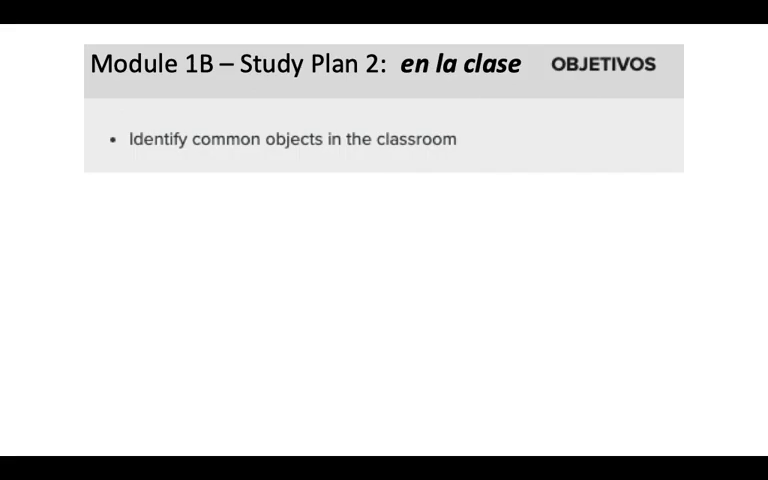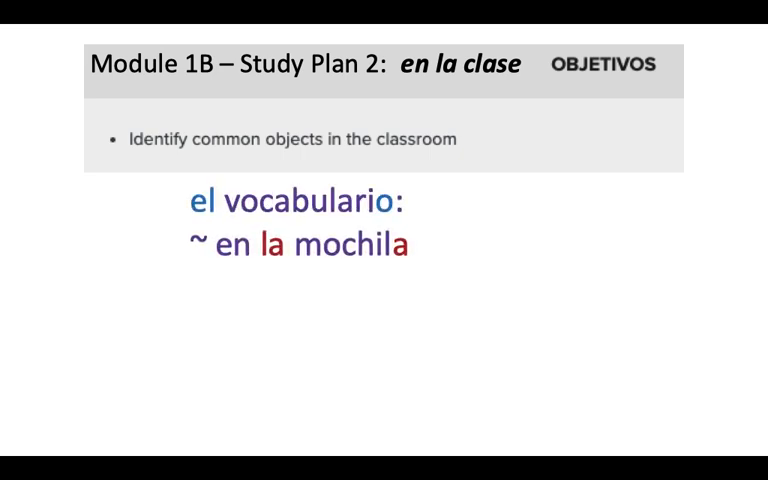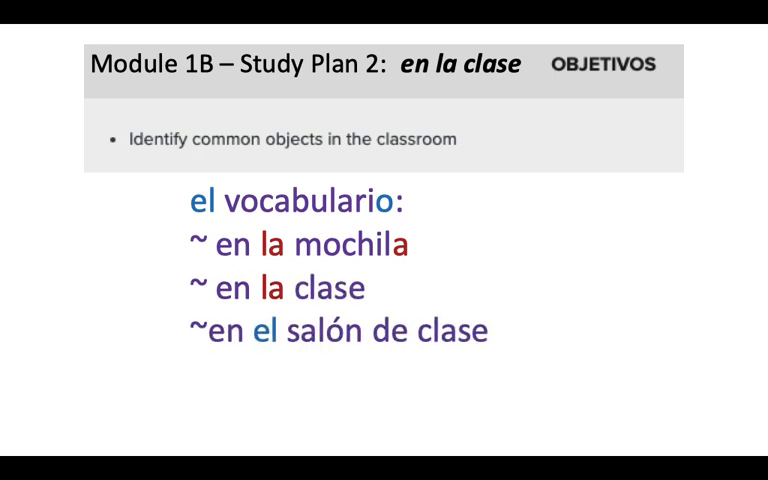Taking a look at the objetivos, the objectives for this study plan section, to identify common objects in the classroom. Specifically, vocabulario for en la mochila, in the backpack, en la clase, in the class, and en el salón de clase, in the classroom. Notice something. You see some highlighted words and letters. And what this indicates are the beginnings of our studies for masculine and feminine nouns.